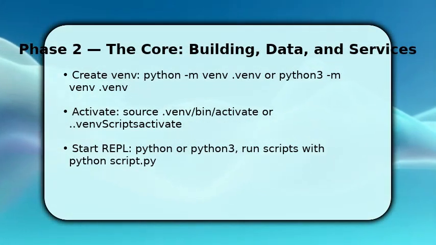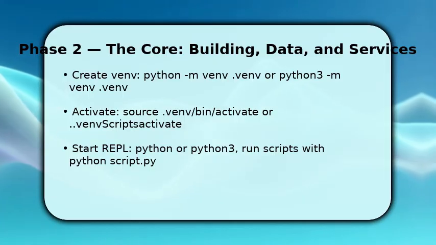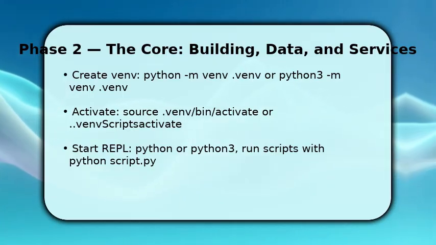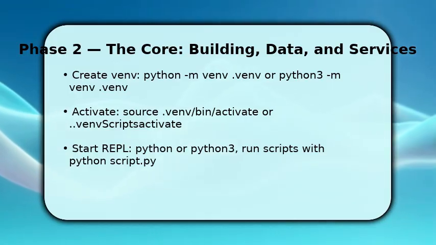Run python -m venv venv, then activate it with source venv/bin/activate on macOS/Linux or venv/Scripts/activate on Windows. Once active, install any packages with pip so projects stay reproducible.